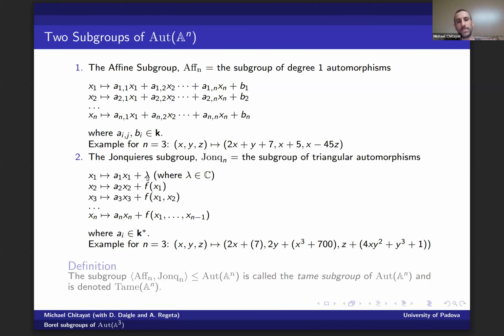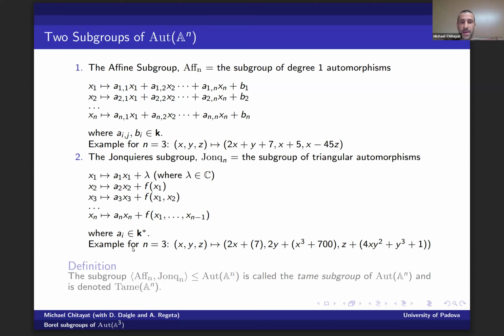x1 plus some element of the base field. X2 is mapped to a constant times x2 plus some polynomial in x1, and so on and so forth. So each generator is mapped to some constant times itself plus some polynomial in variables of lower indices.